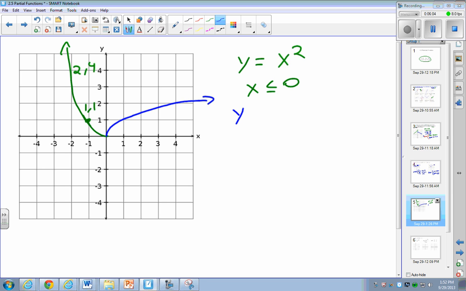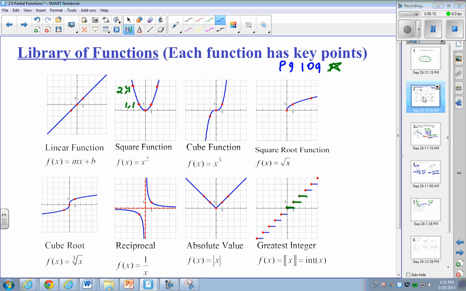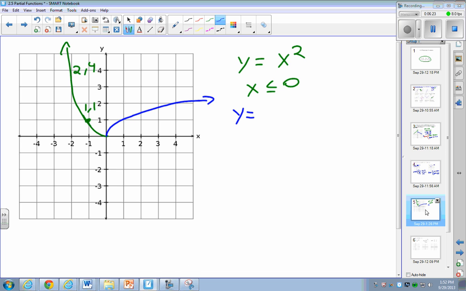Okay, now what's the equation of our blue piece? Now it looks like it could be like a square root or a cube root, not too sure. But anyways, this guy's point is 1, 1, and this guy's point is 4, 2. And so we go over here, we can see this one is 1, 1, and this one's 4, 2. So it's just the square root of x.